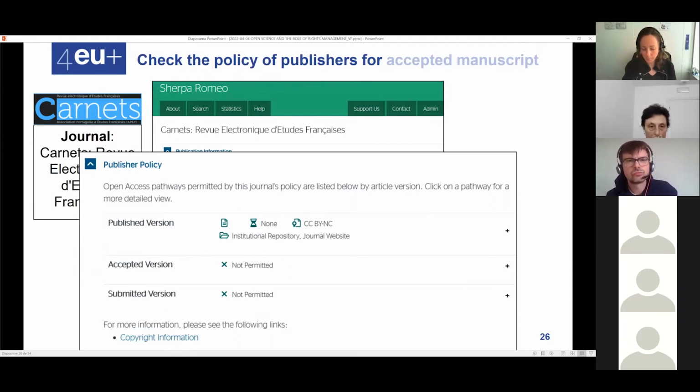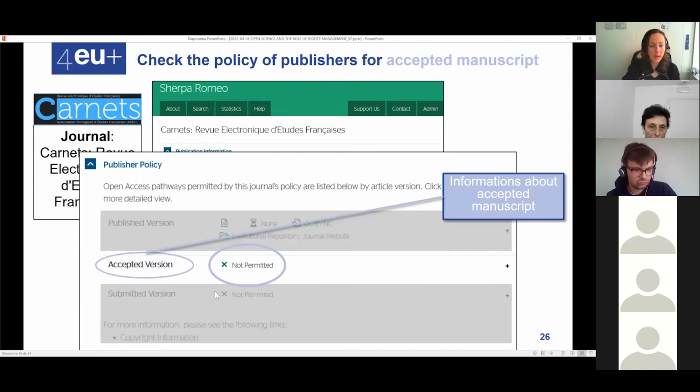So let's get back to our first example, the Social and Human Science journal. So here is where you can find information about your accepted manuscript, your postprint, the accepted version. For this journal, sharing postprint is not allowed either. So you can only share the published version, and I don't know if you remember, but I said it at the beginning, it's a Diamond Open Access journal, so you can share the published version.